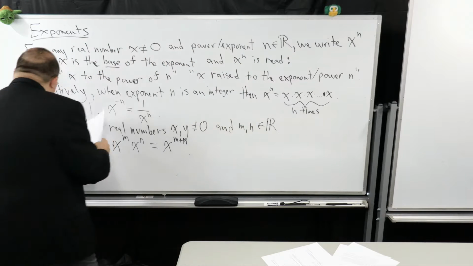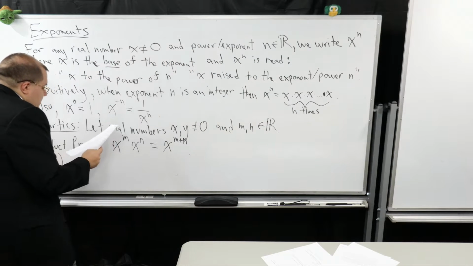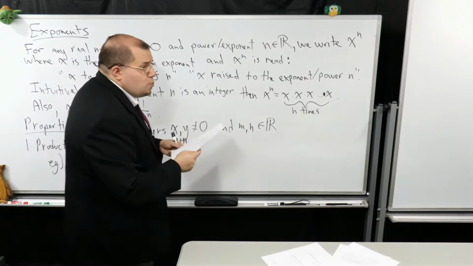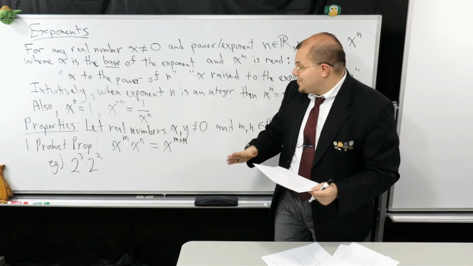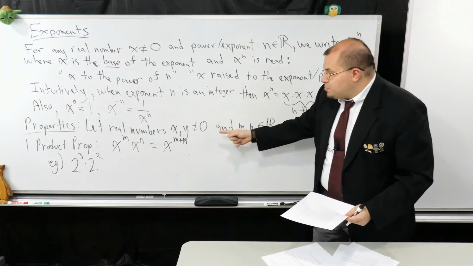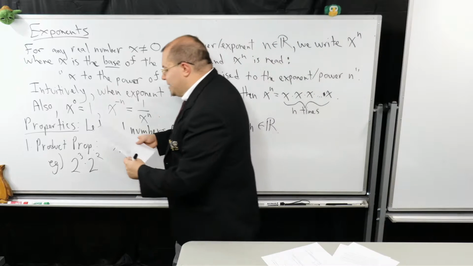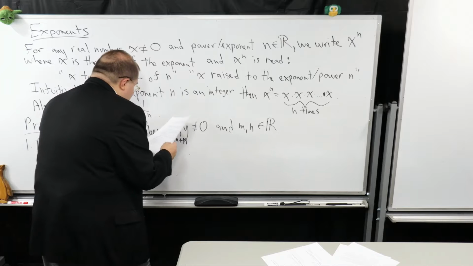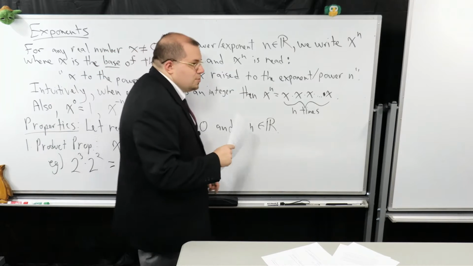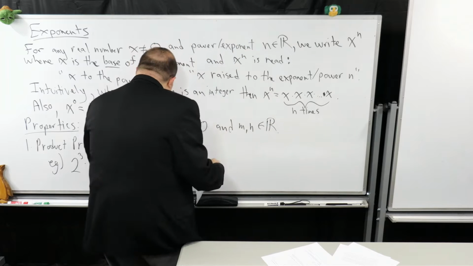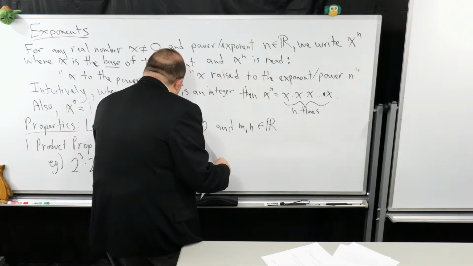Just as an example, if I have 2 cubed times 2 squared, what should that be? By this product property, it should be equal to 2 to the power of 3 plus 2, which is 2 to the power 5.